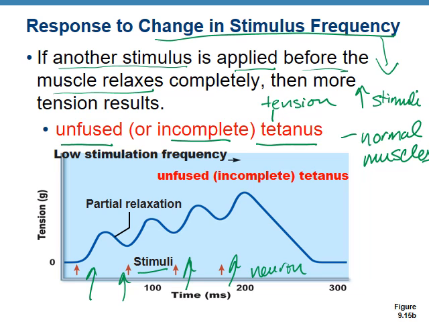So we can see the first stimulus is sent. We start contraction, we start to relax, and then another stimulus is sent. We start contraction, relax, another stimulus is sent. And you can see that complete relaxation doesn't occur. The whole time that we're sending these stimuli, we're building tension in the muscle.